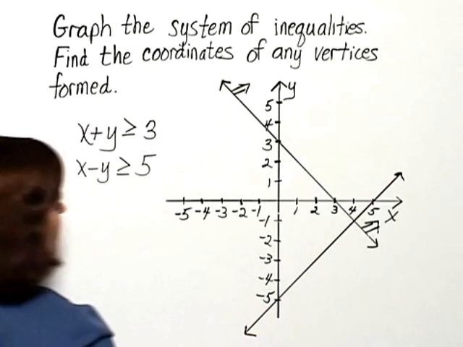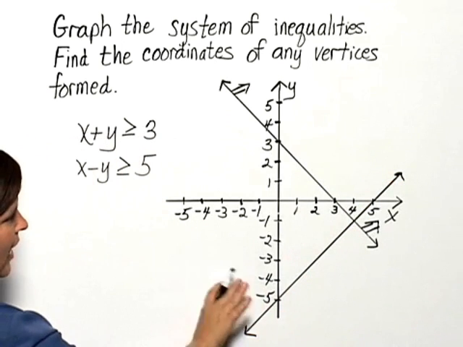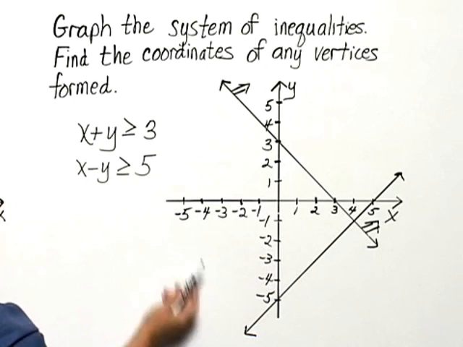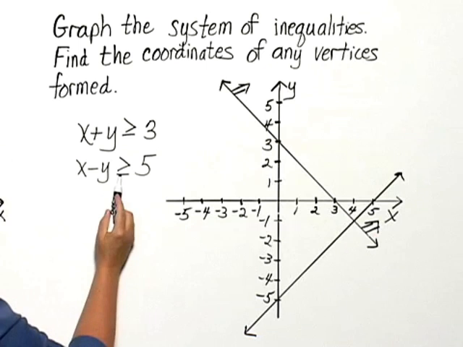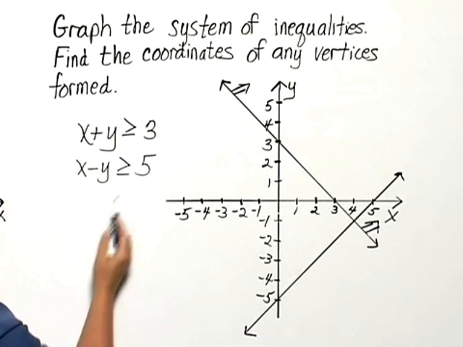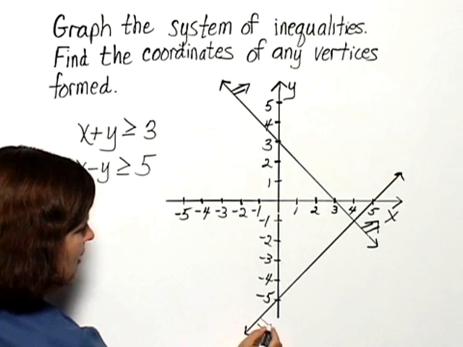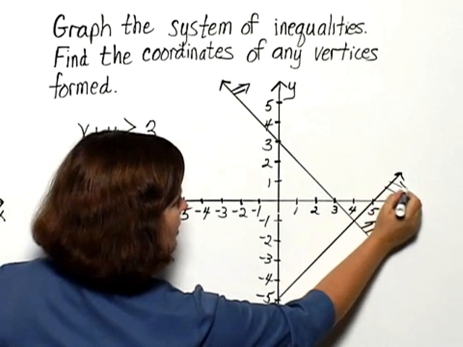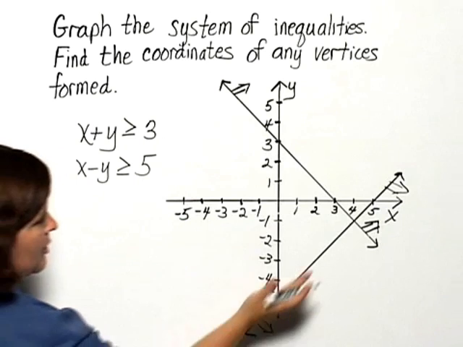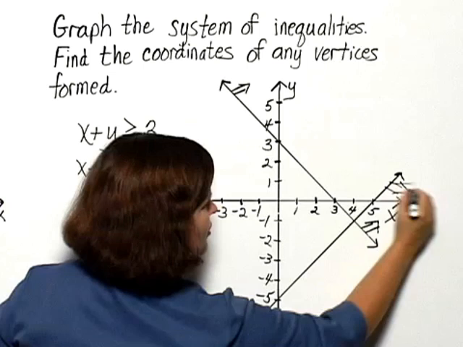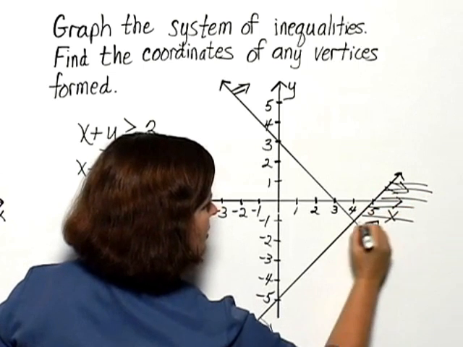Again, we have to determine which side of this line we want to shade, and we'll use the test point (0, 0) again. Is 0 minus 0 greater than or equal to 5? Well, no. So we do not shade the side containing (0, 0). We shade the other side. Now you can see that we want to shade below this line, above this line, so the intersection is going to be this section out here.